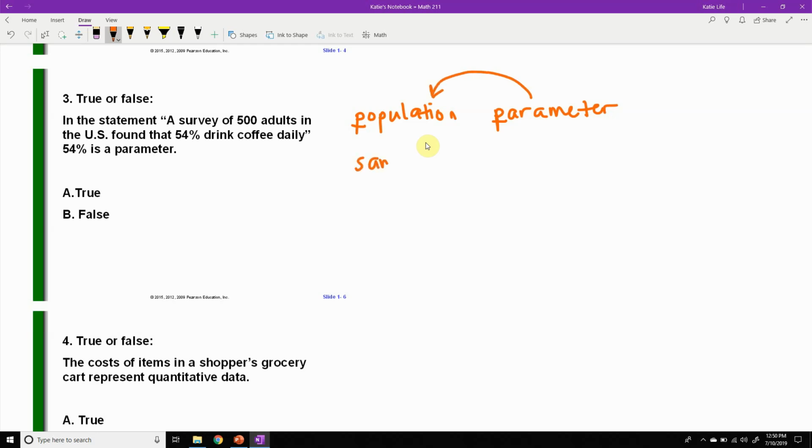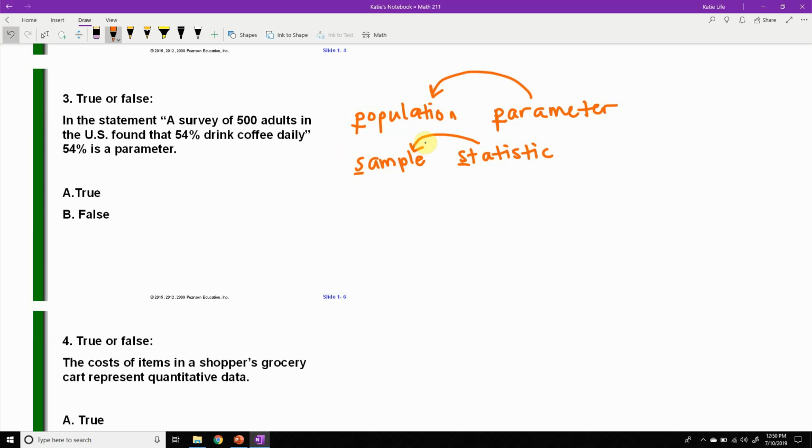Sample and statistic both begin with S. Statistics are the numerical values that describe something that's coming out of the sample. These two things are completely different groups. The sample is a subset of the population. It's some of the people in the population, but not everybody. So they're two different groups. Therefore, the numbers coming from those two groups are also going to be different.